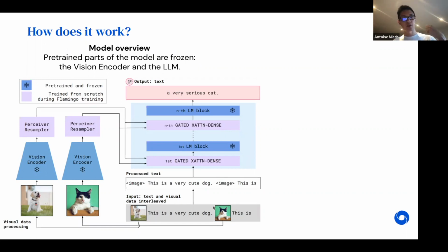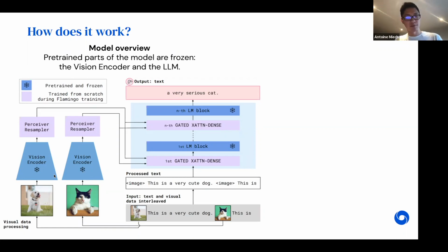What we do is a very light processing on that sequence, such that whenever we have an image, we just replace the image with a string marker, just to indicate there's an image, and that's it. That's the only thing we do. And then for each image, we feed it to a vision encoder that we're going to pre-train with contrastive learning.